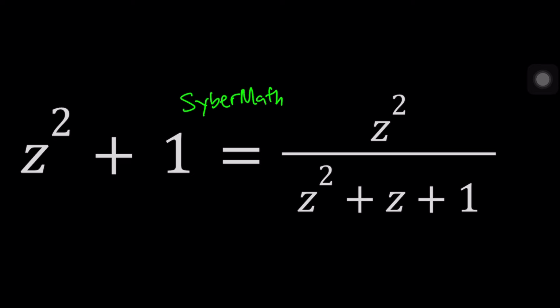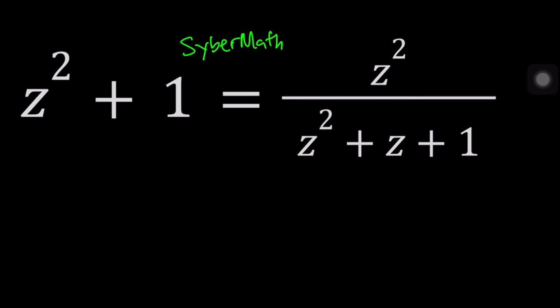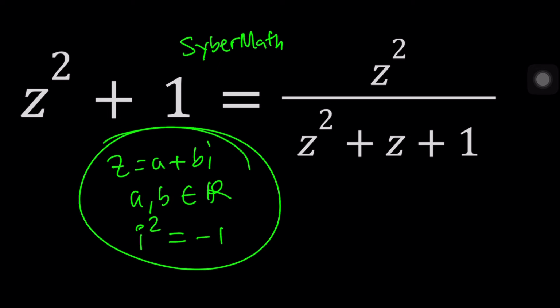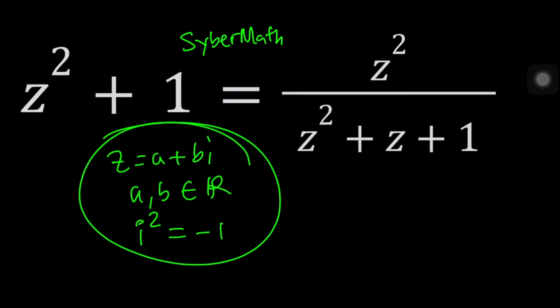So z is a complex number. What is a complex number? z equals a plus bi, where a and b are real numbers, and i is the square root of negative 1, or you can say i squared equals negative 1. That's probably safer to say, right? If you're new to complex numbers, go ahead and check out my lecture videos. All right, let's get started.